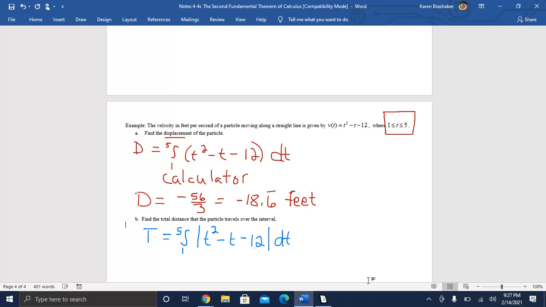You don't have to do any work. The calculator will do it all for you. And so that total will be 79 thirds, which equals 26.3 repeating feet. And again, this is the total, taking into account the negatives and adding that in as a positive.